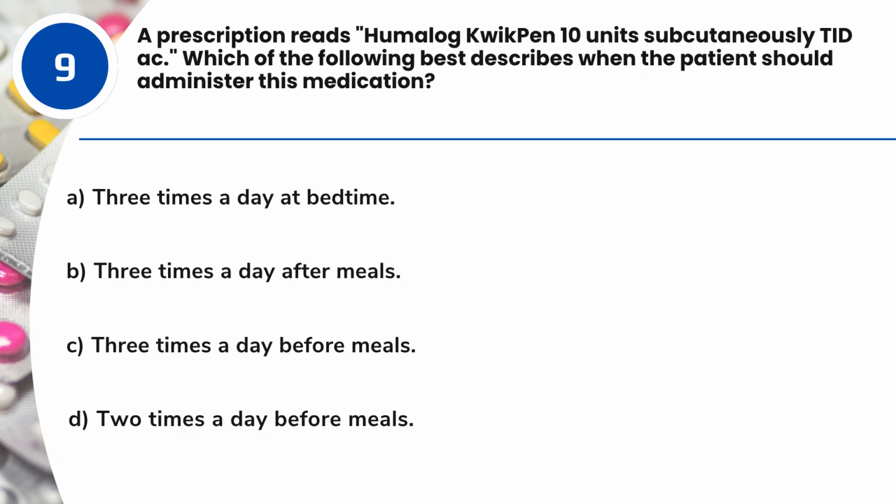Question 9. A prescription reads Humalog QuickPen 10 units subcutaneously TID AC. Which of the following best describes when the patient should administer this medication? A. 3 times a day at bedtime. B. 3 times a day after meals. C. 3 times a day before meals. D. 2 times a day before meals.